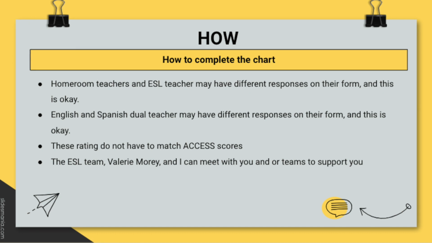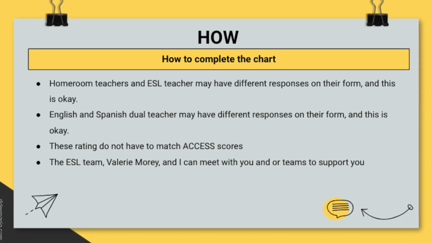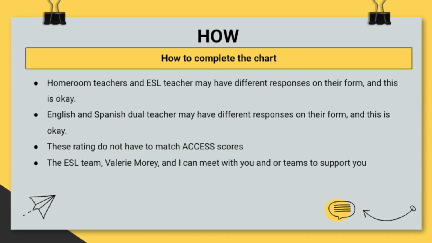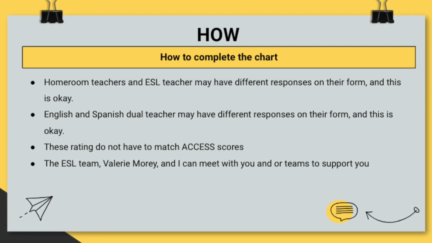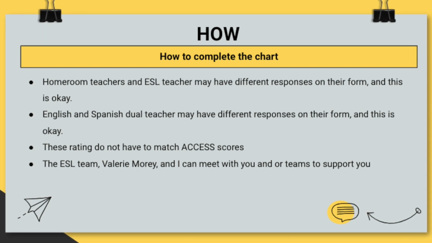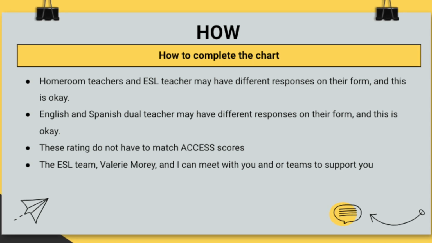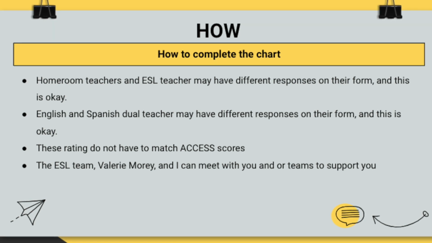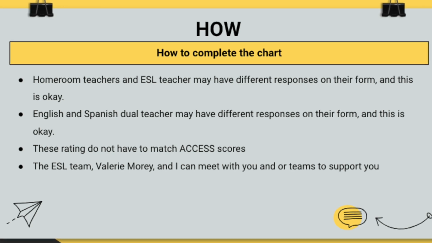Looking at the language acquisition report, you're going to notice that there are two sections. And that is because in non-dual classrooms, the homeroom teacher is going to rate language acquisition within their context of learning, and the ESL teacher is going to have a section to talk about language acquisition from their classroom section. And this may be different because the context of learning is different and the class sizes are different, and that is okay. This is the same for dual language. English and Spanish teachers may have different responses on language acquisition because students may be in different places on both of those language journeys, and that's okay.